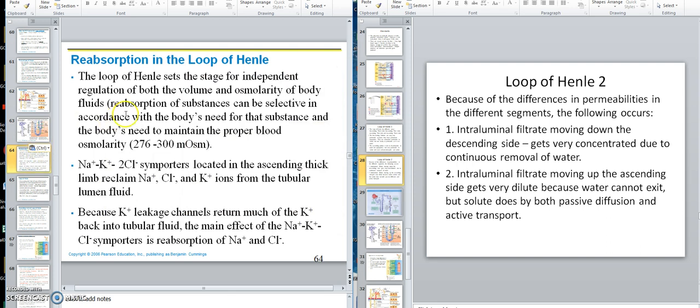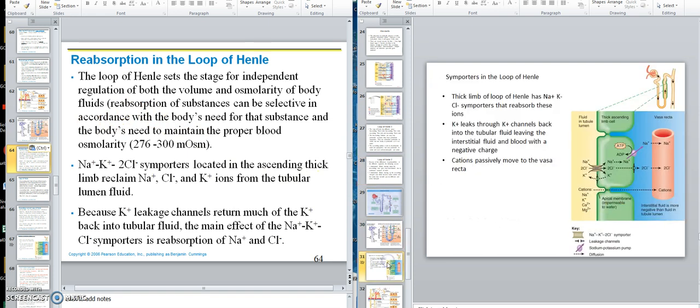Okay. Now, the loop of Henle, we'll come here to this one. All right, now this here's the upside. See that drawing right there? This is the upside. So I'm interested now in this active transport thing I've been telling you about.